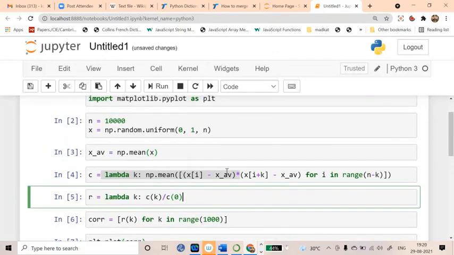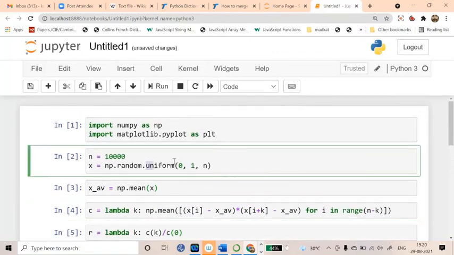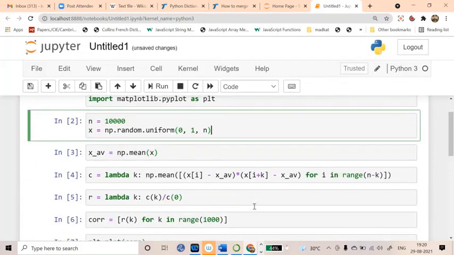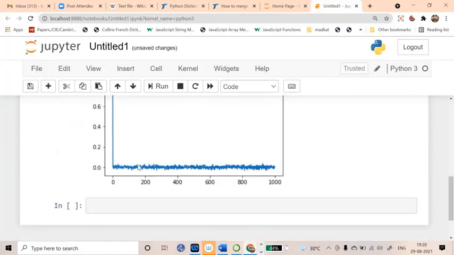One thing I can tell you is that I took uniform random numbers. You can take normal random numbers. You can take some Poisson distribution. You can take random numbers from some other distributions, exponential or others. It does not matter, because the numbers are random and the autocorrelation will be shown like this. Whatever, you can test that.